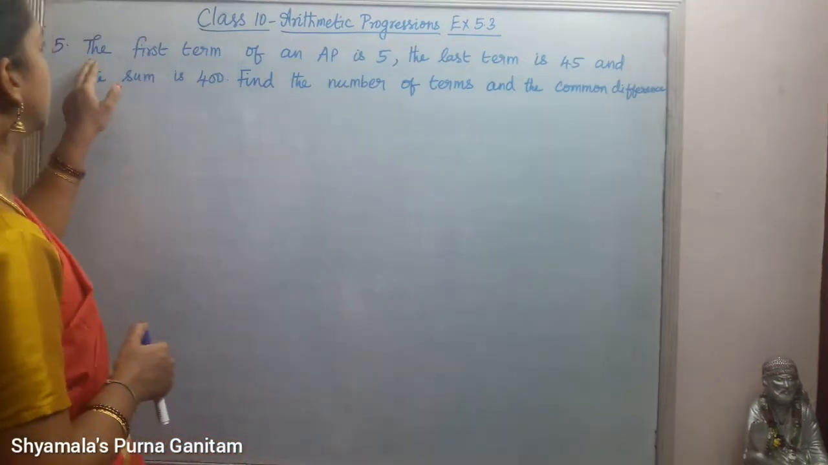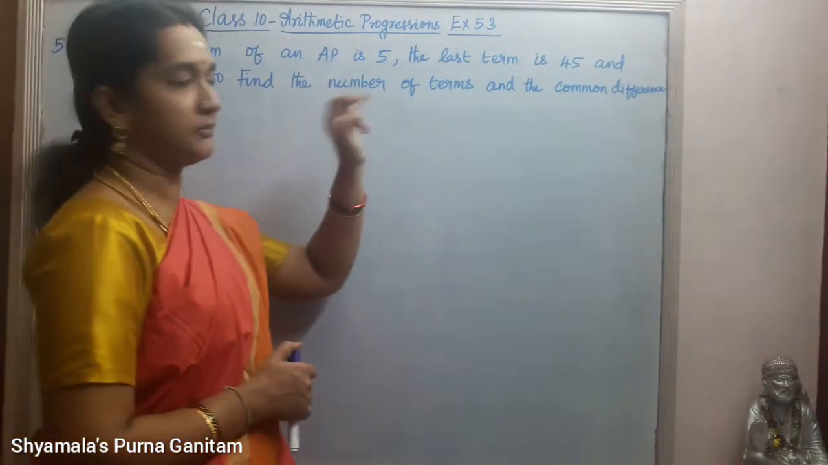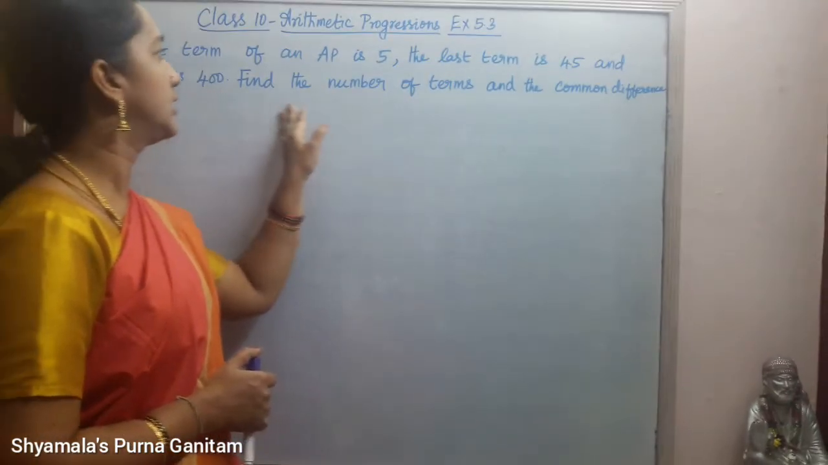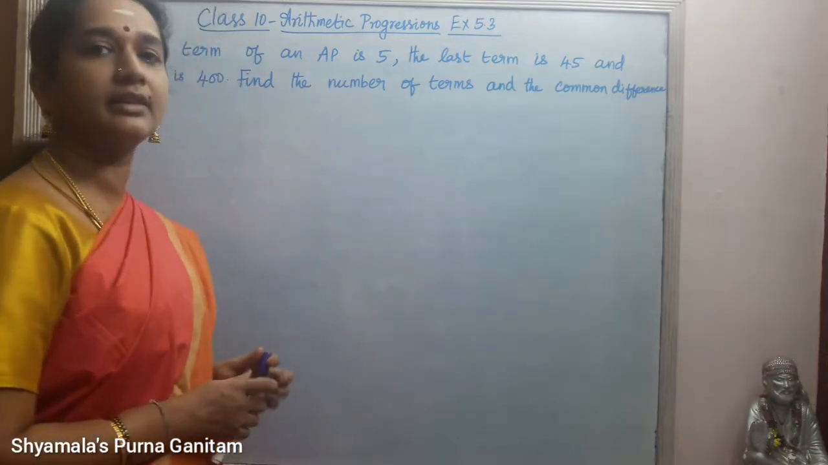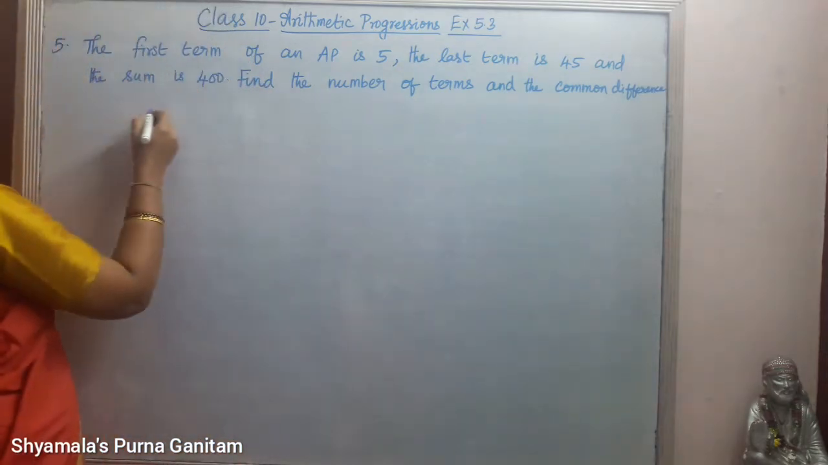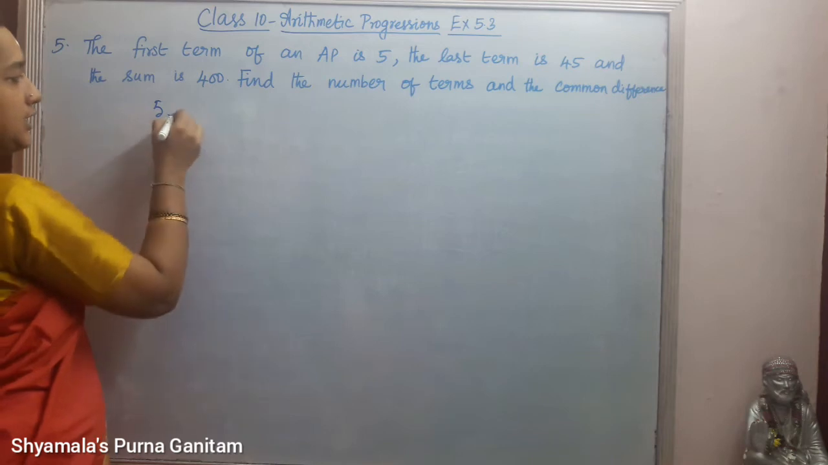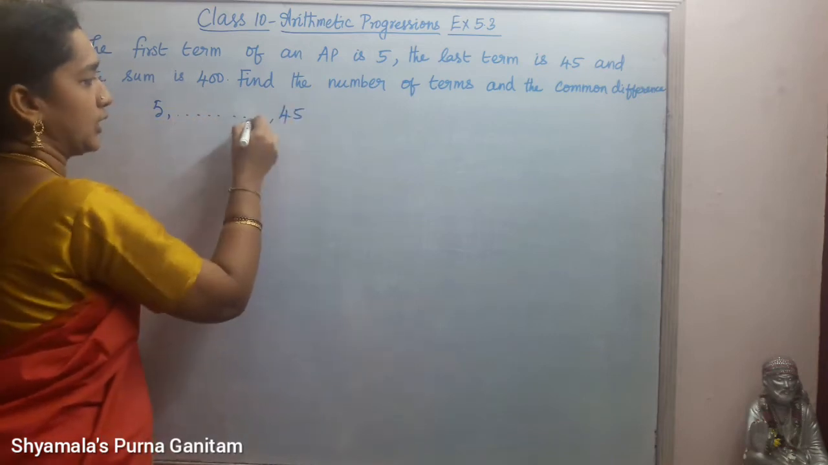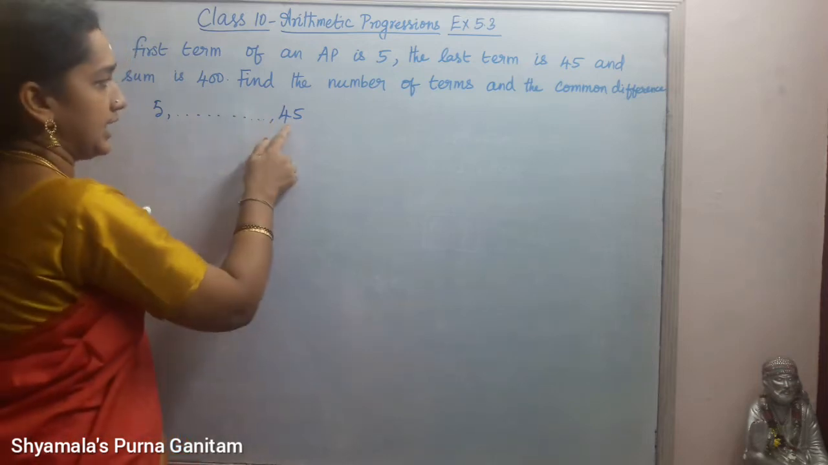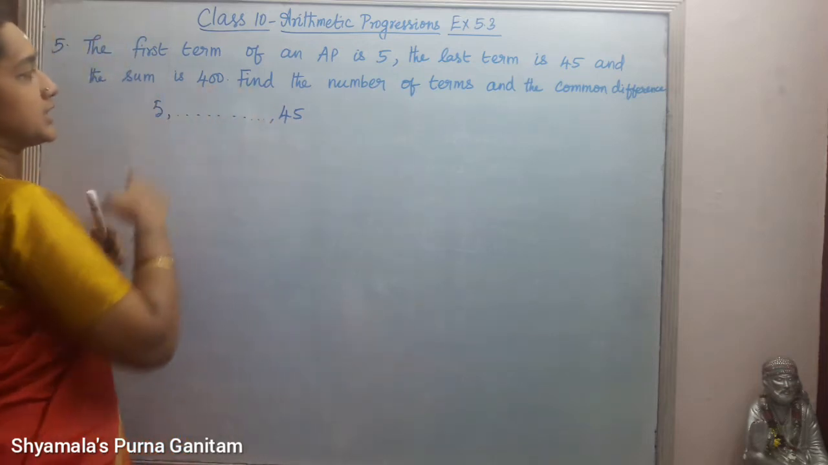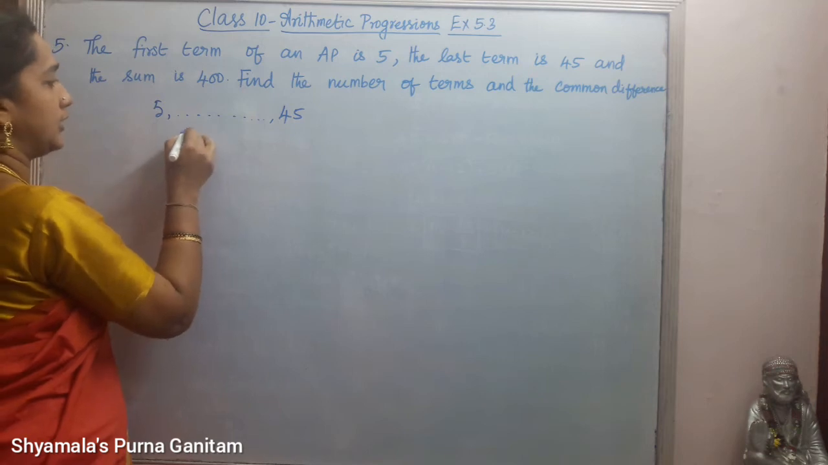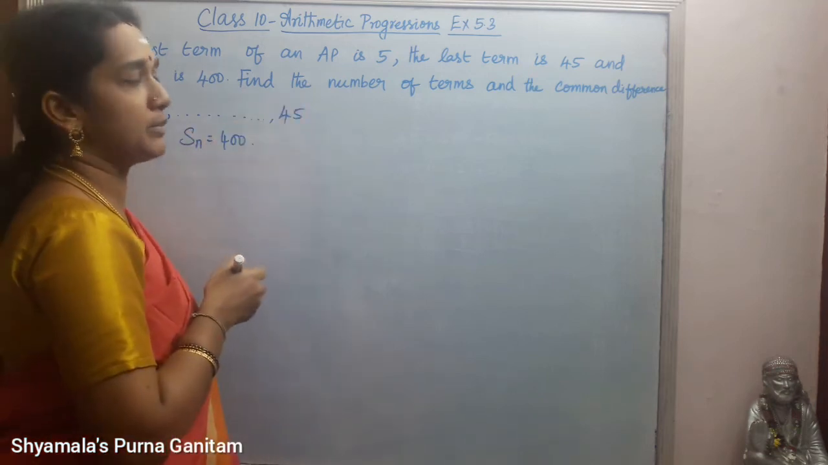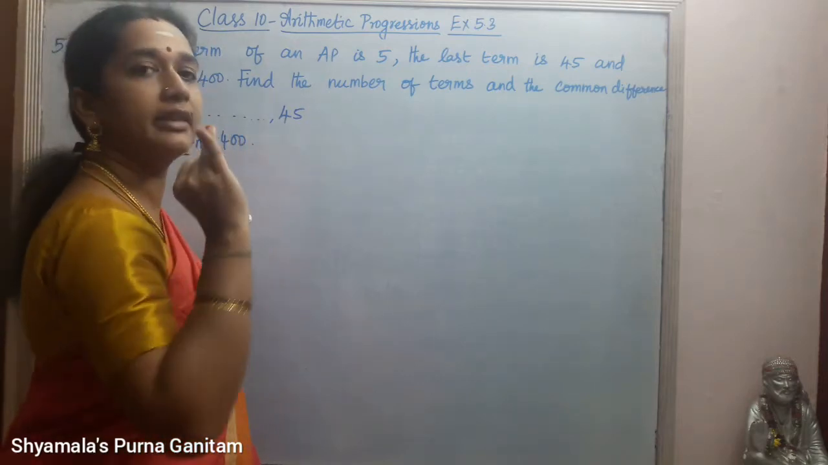Next sum is: the first term of an AP is 5. The last term is 45 and the sum is 400. Find the number of terms and the common difference. So the first term is 5. Here the sequence is given like this, and the last term is given as 45, that is, this is an. The sum is given as 400, that is, Sn is given as 400. So we need to find the number of terms n and the common difference.